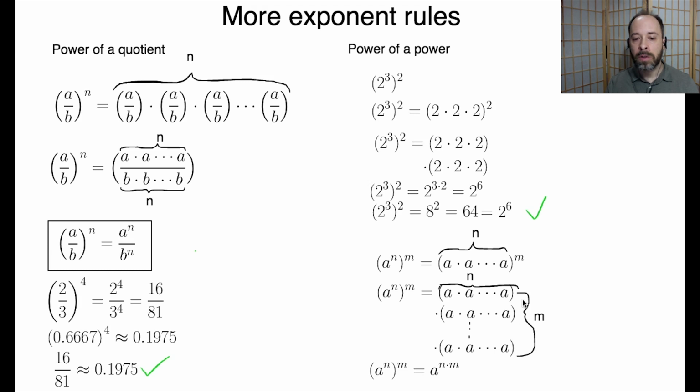That means the total number of a's in this giant table is going to be n times m. There's going to be n times m total a's being multiplied together. That means our total power is n times m, and our expression is a to the power n times m. So what we've proved is that a to the n, in parentheses, raised to the power m, is a to the n times m. That's the power of a power rule.